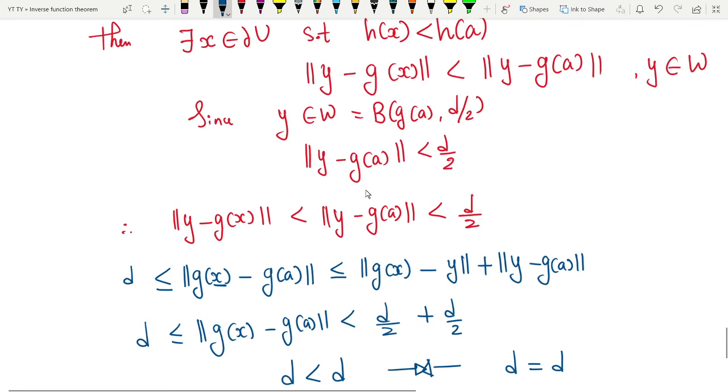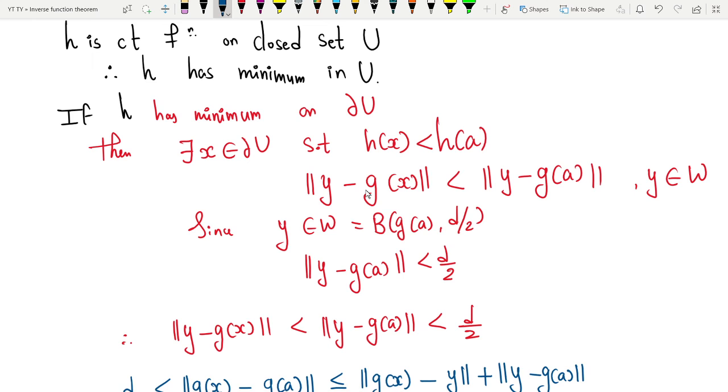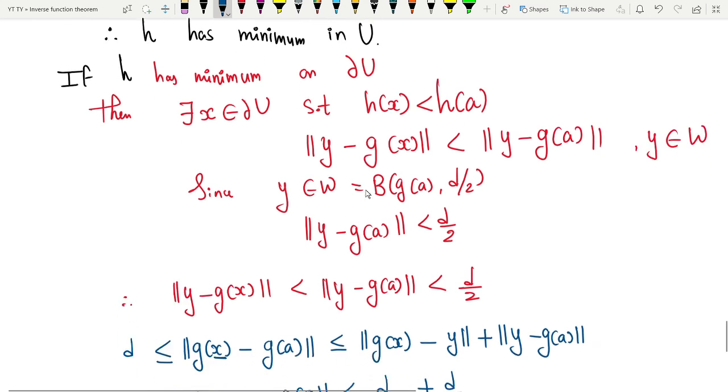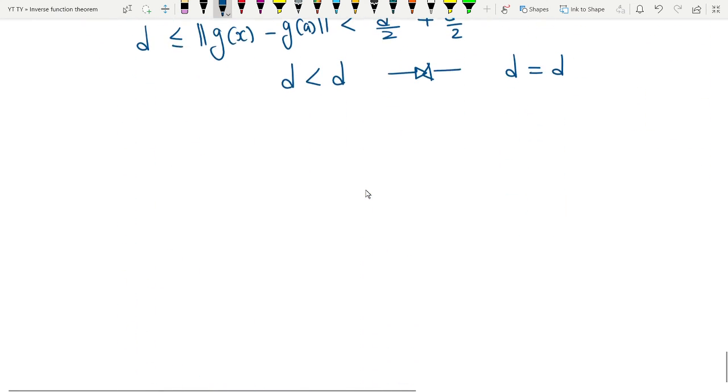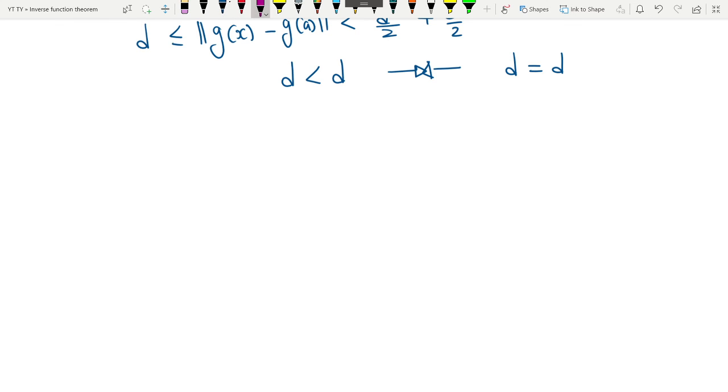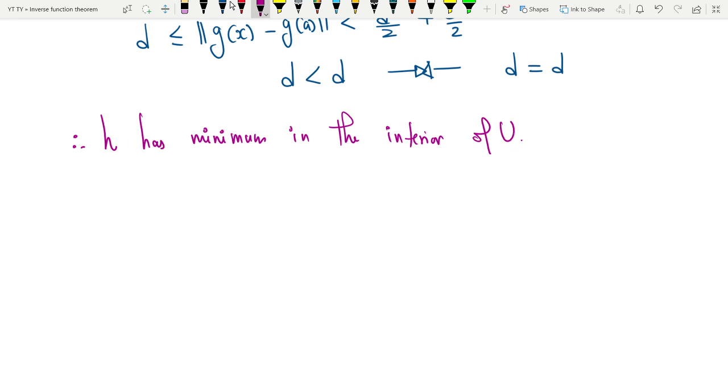We are getting d is less than d. So what was my assumption? My assumption was that h has its minimum on the boundary of u. So it could not have. Therefore, where must it have the minimum? Therefore, my h has a minimum in the interior of u, right?